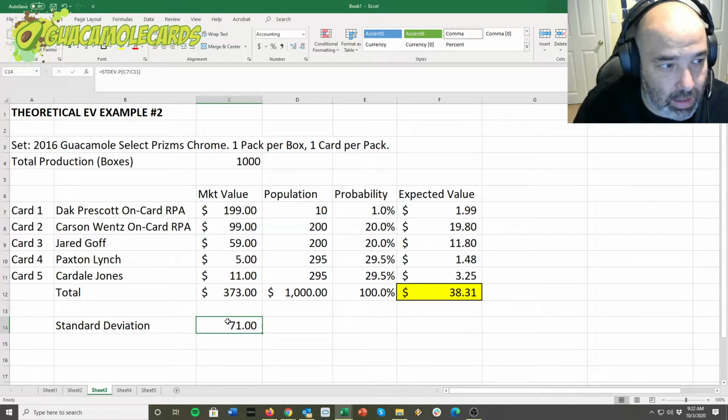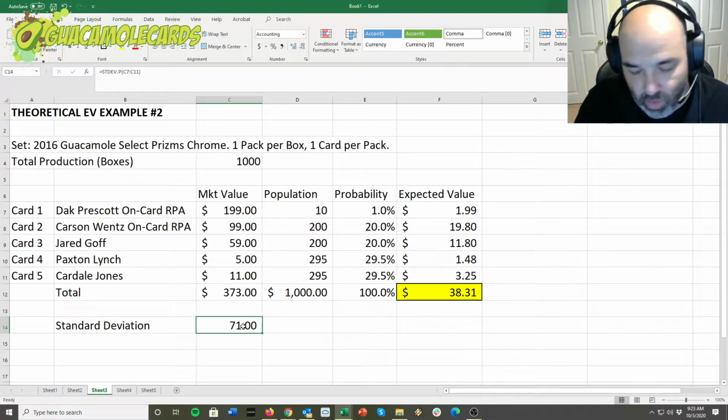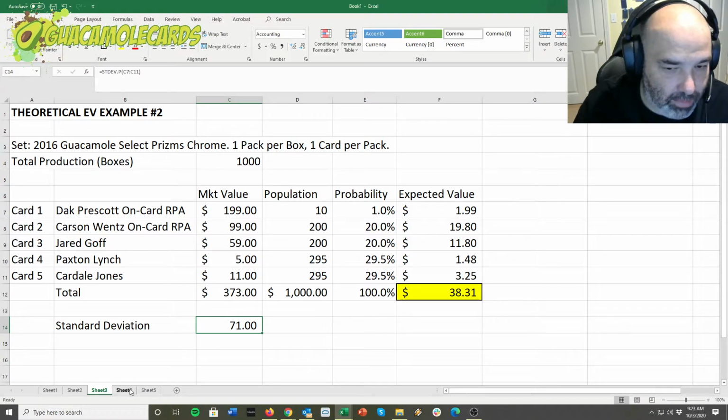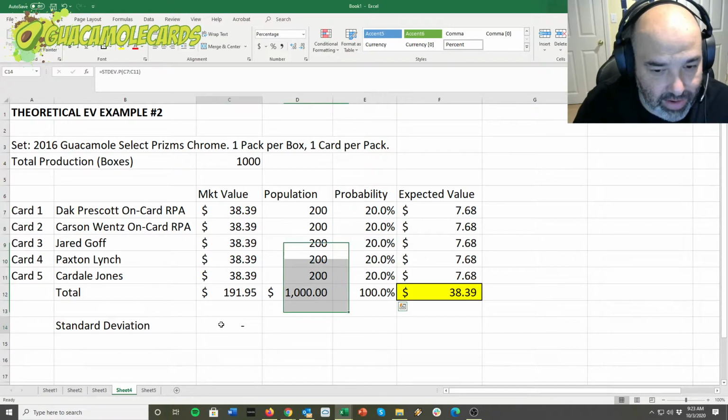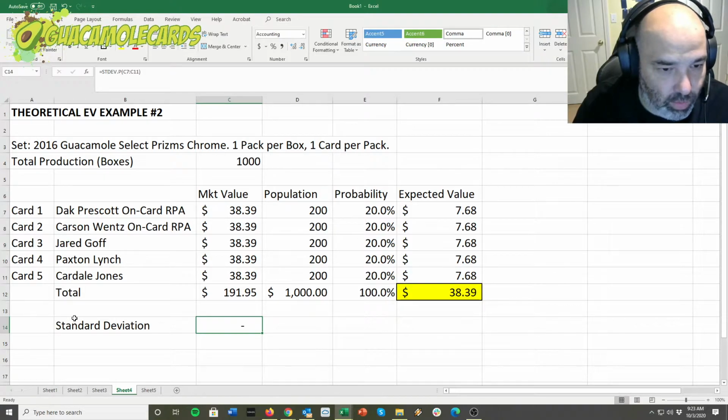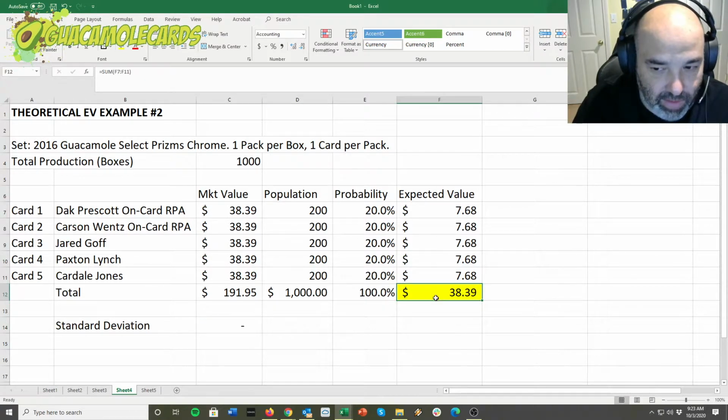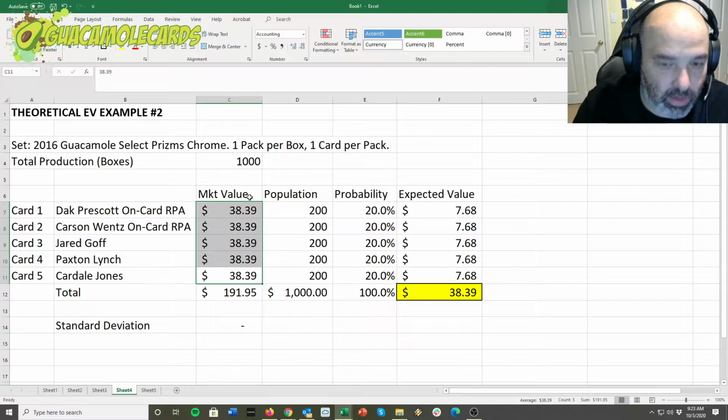Now, does that mean you should automatically look for low standard deviation? No, because standard deviation is a measure of the risk, and the higher the number, the more risk. But also remember, risk and reward go hand in hand. So I can set this up to have a standard deviation of 0, but look at what that looks like. Expected value is $38.39 because every card is worth $38.39. It doesn't matter what you pull. You're going to get $38.39.